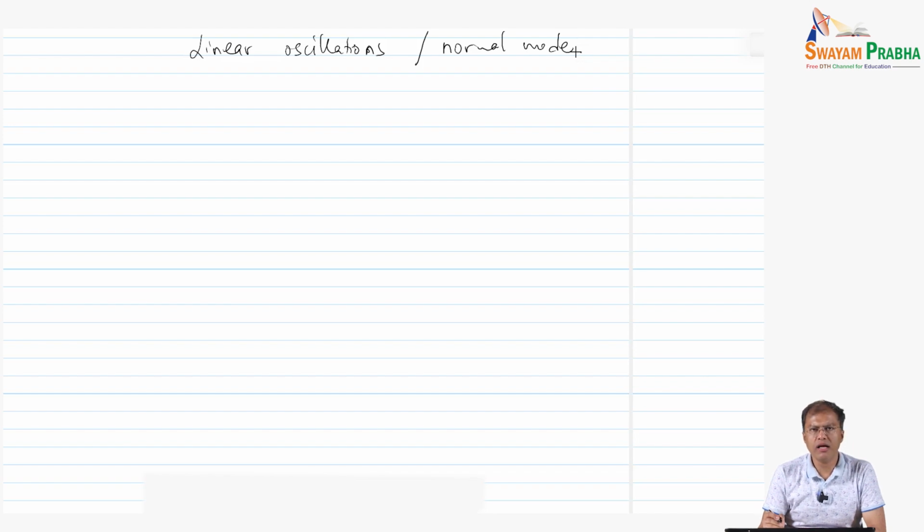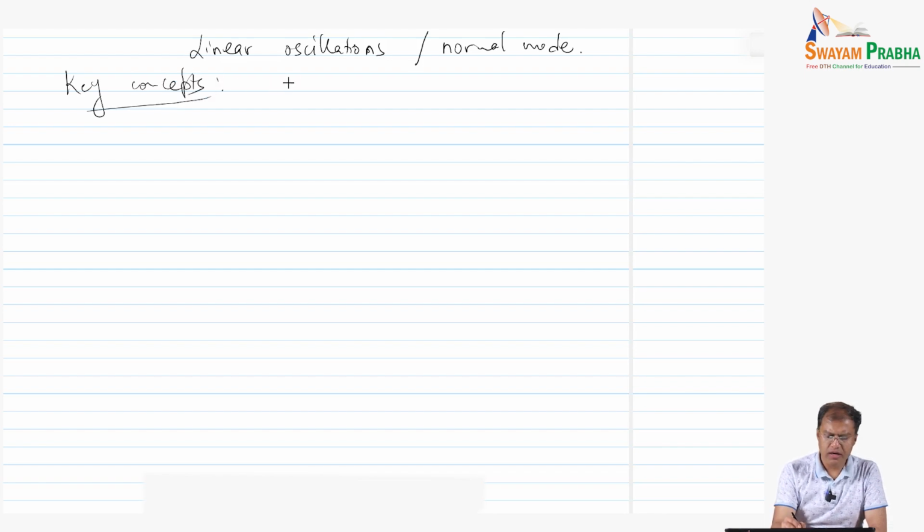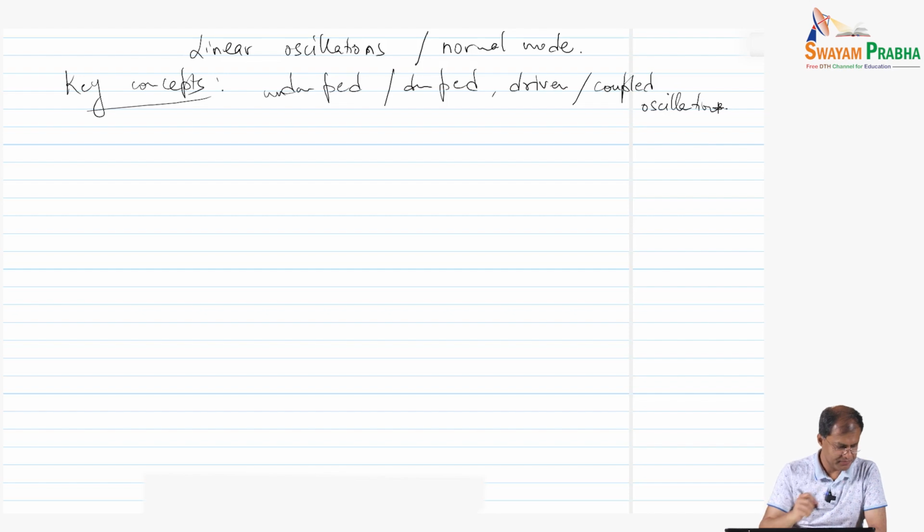So, when we talk about linear oscillations, typically we will talk about small oscillations of the particle, right? So, the key concepts we are trying to cover in this module are undamped and damped oscillations, driven and coupled oscillations, and so on, right? We see that the linear theory gives good approximations, and for small oscillations we are going to solve the problem explicitly. We will give analytical solutions in our case studies.